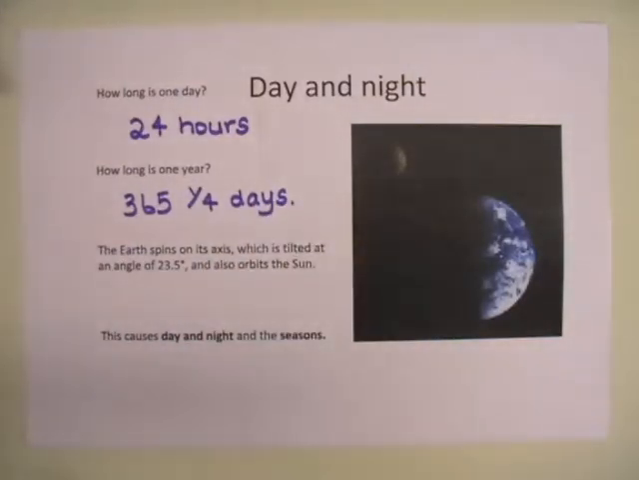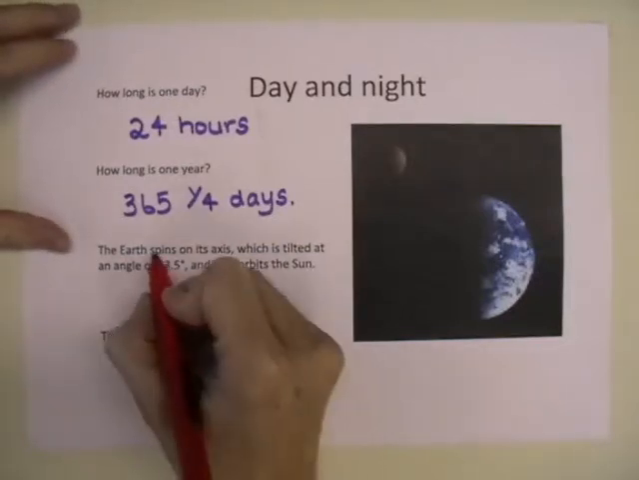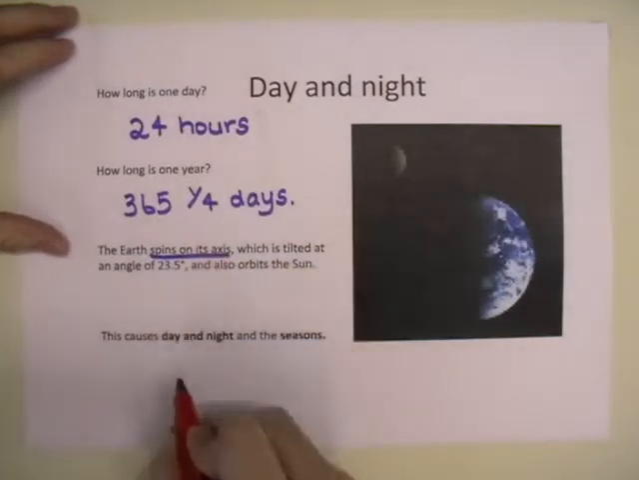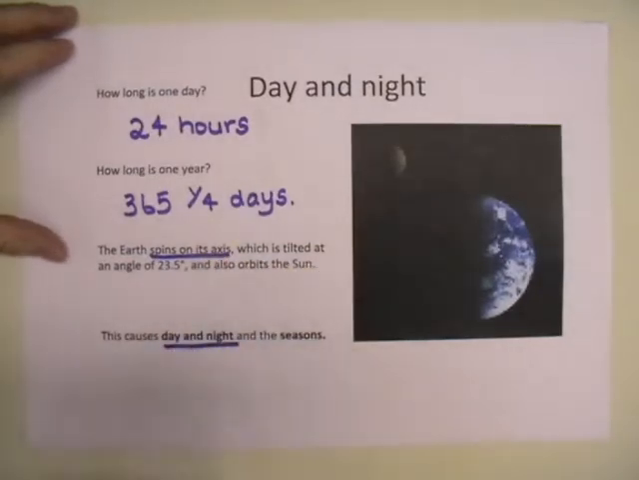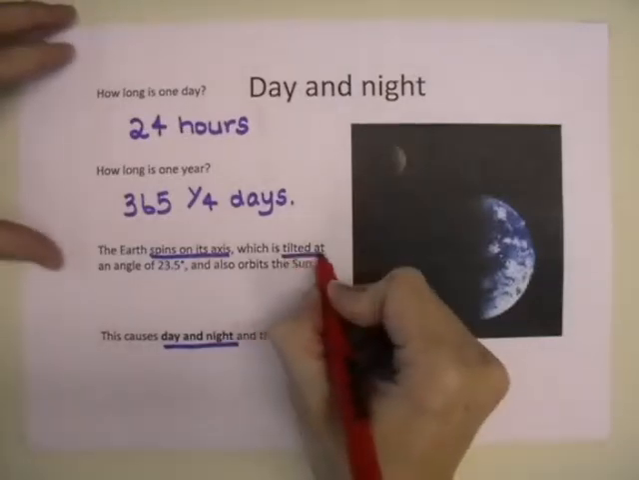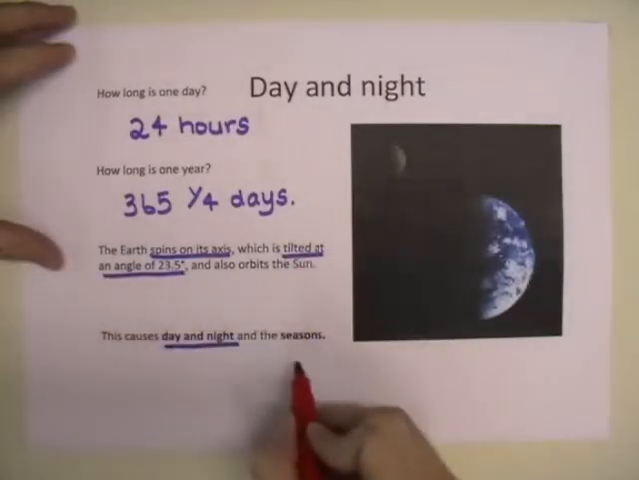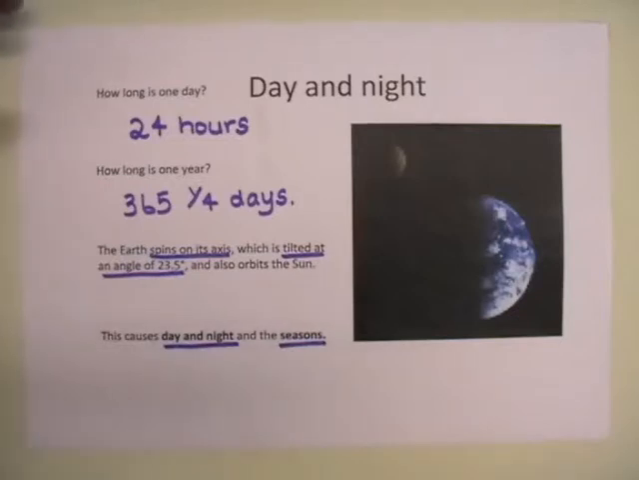The earth spins on its axis, which is tilted at an angle of 23.5 degrees. And it also orbits the sun at the same time. Now it's because the earth is spinning on its axis, which gives us day and night. Because it is tilted on its axis, this gives us the seasons as it orbits around the sun.